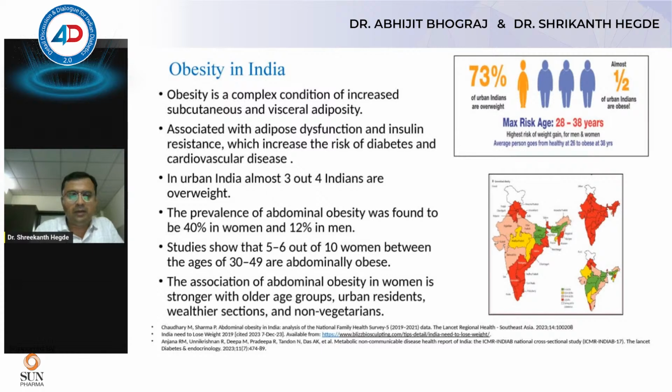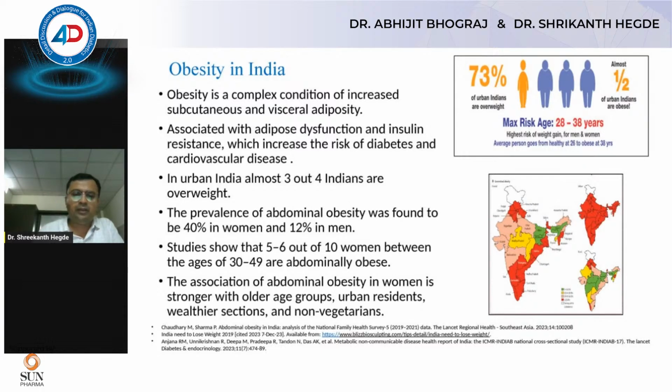So in urban India, we see about 3 out of 4 Indians are overweight among the people who are living in the urban area. The prevalence of abdominal obesity is alarmingly very high in women compared to the men. Even in men it's there, but in women it's about 40%. Men is, they say 12%. I personally believe it's even more than that, but the number says it's 12% in men. But the women population have more abdominal obesity.